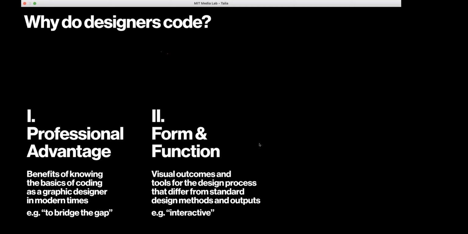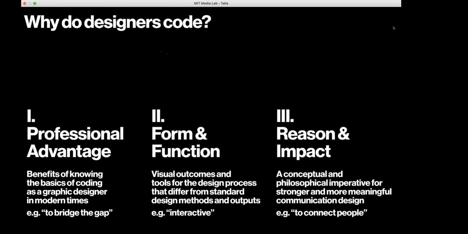Interactivity is an example of something that coding can do for design that other methods of designing cannot, or you would have to work a little bit harder to do. Now, the third and final column is where I teach my advanced students, and where I try to make my work focus. This is where reason and impact come in. This is a conceptual and philosophical imperative for stronger and more meaningful communication design. For example, to connect people.